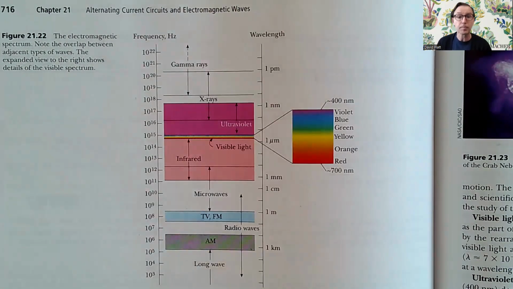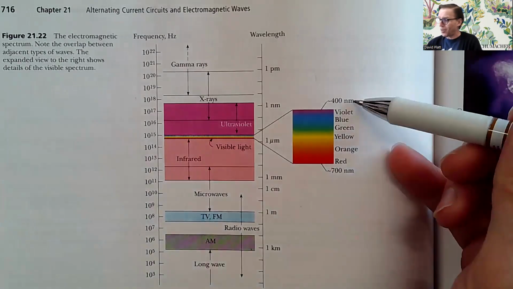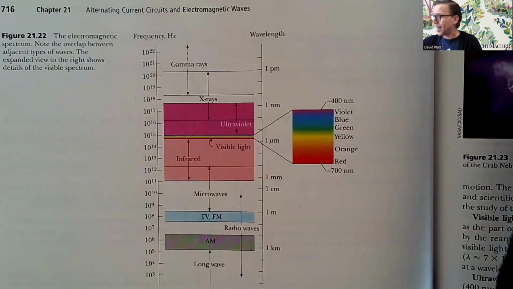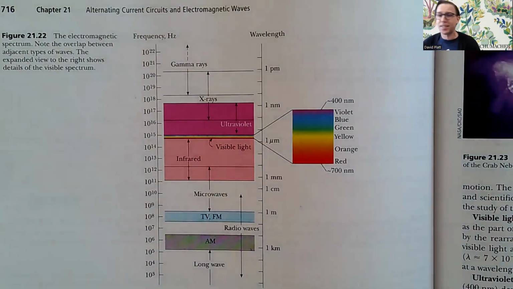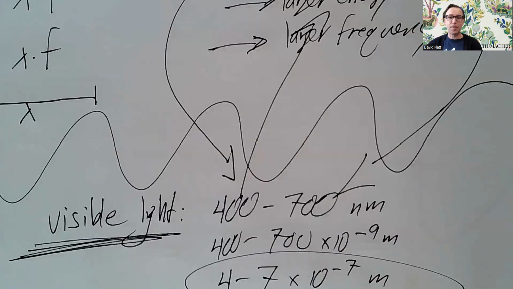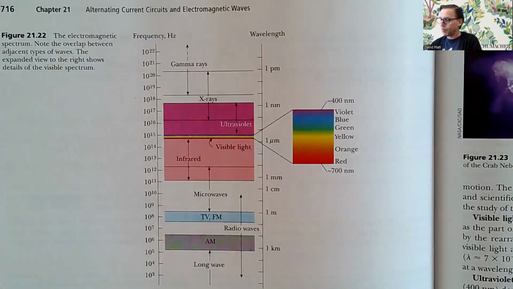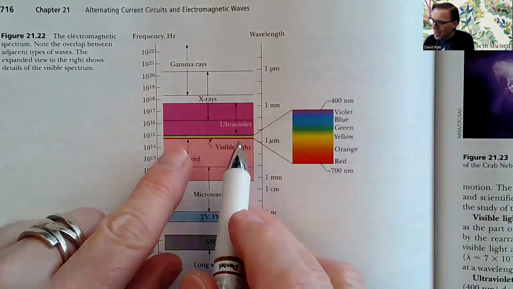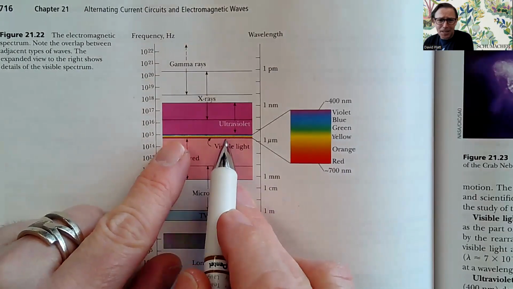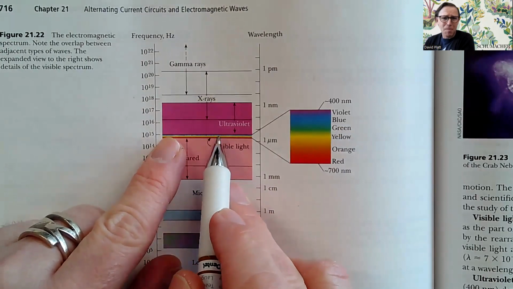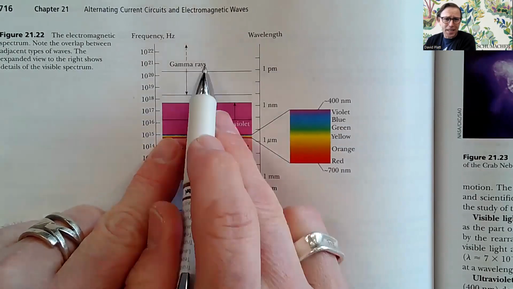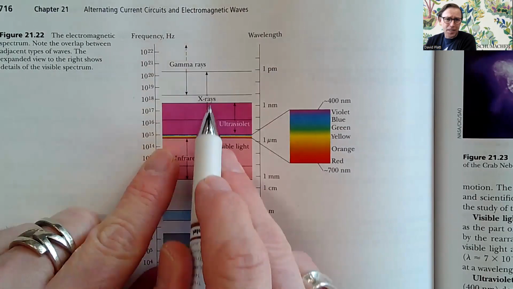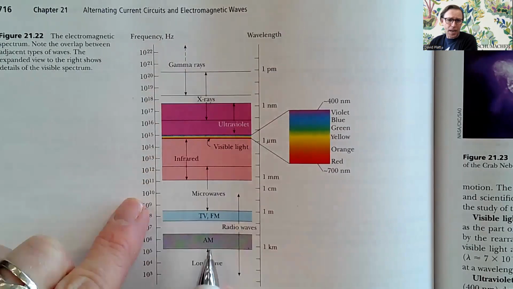Okay. Now, memorizing the actual numbers like 400 to 700 nanometers. Oh, look at that. I memorized it right. I said 400 to 700 nanometers too. Good for me. Yay, Davey. But this, I mean, it's blown up here, but look how tiny that little bitty region is that we can actually see. Most of the electromagnetic spectrum is not in the visible range.